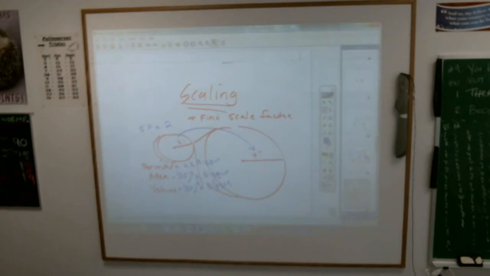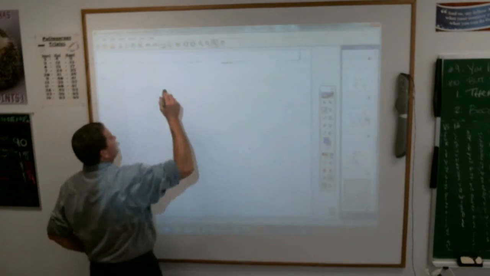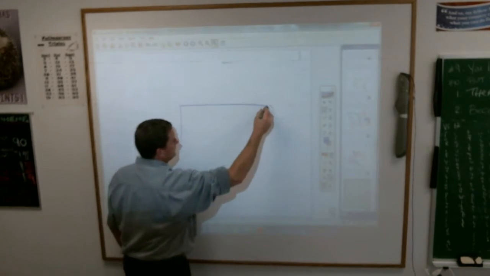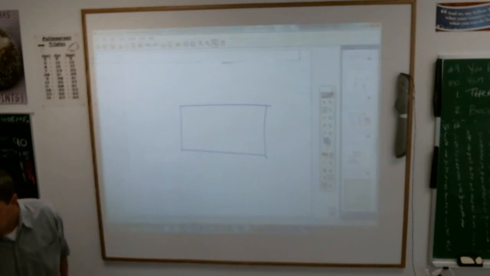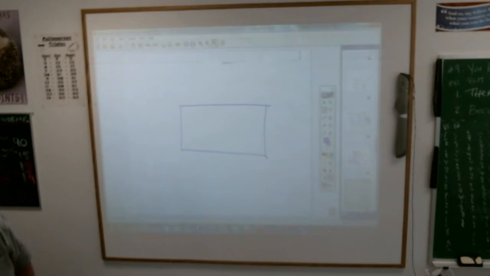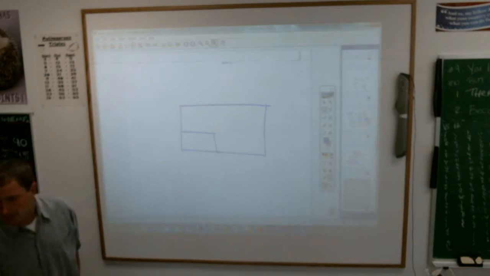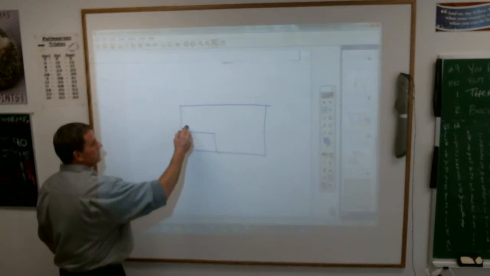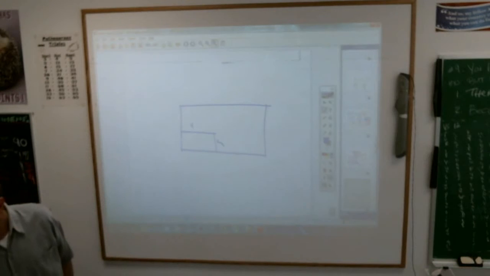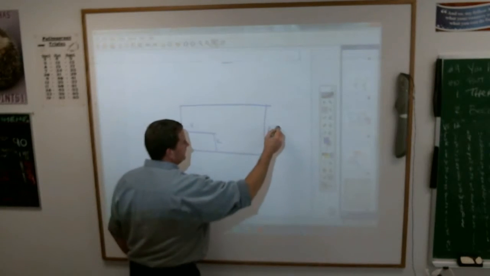Letter D says, find the scale factor of the small rectangle to the large rectangle. Find the ratios of the perimeter and the areas of the large rectangle to the small rectangle. So here's letter D, children. You've got the big rectangle, which is what? Oh yeah, here we go. Sorry. You've got this rectangle and this rectangle. This is 4 by 2. This one is 6 inches here, right?